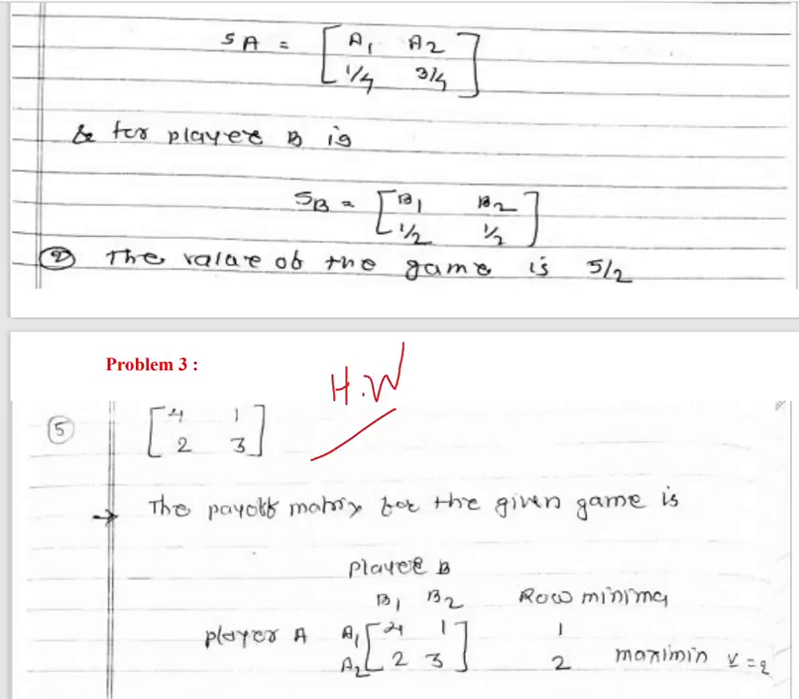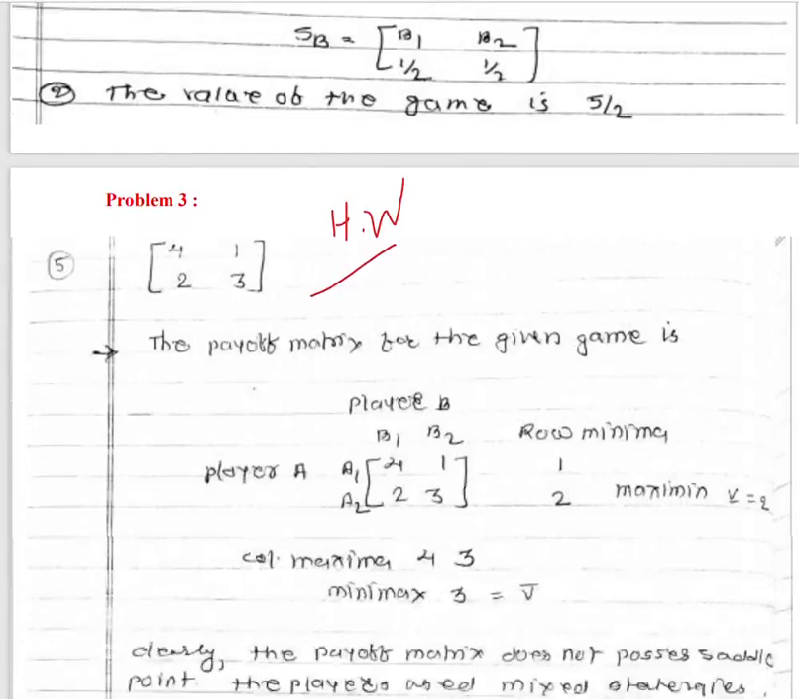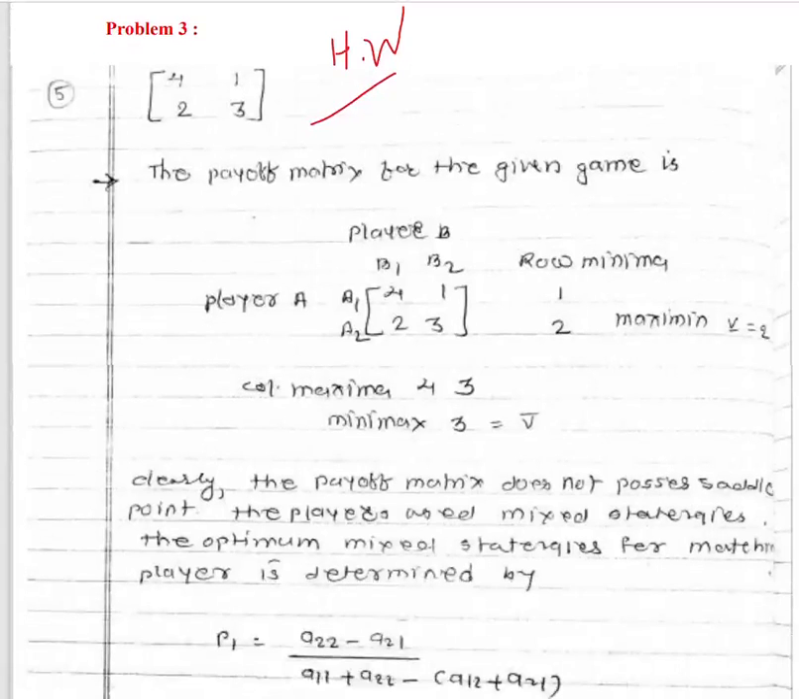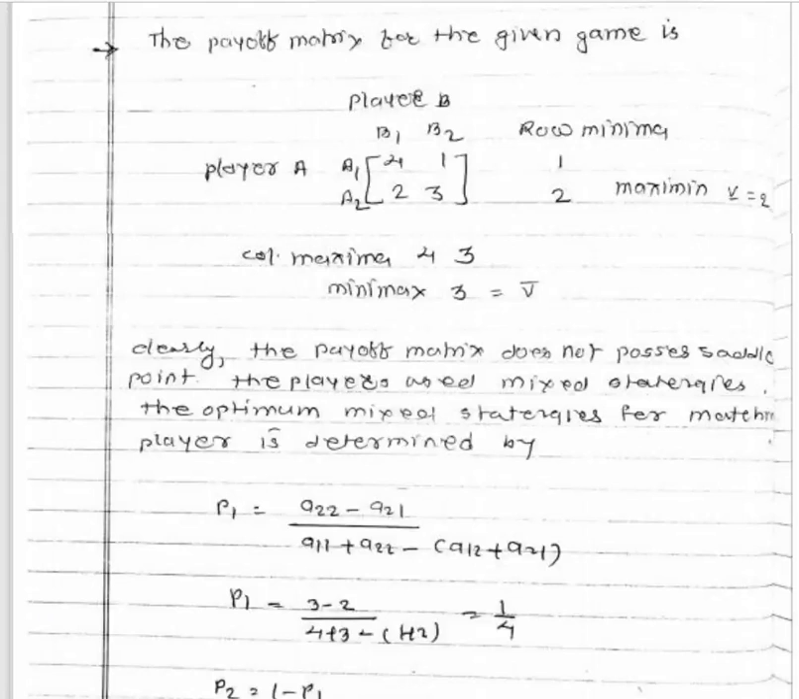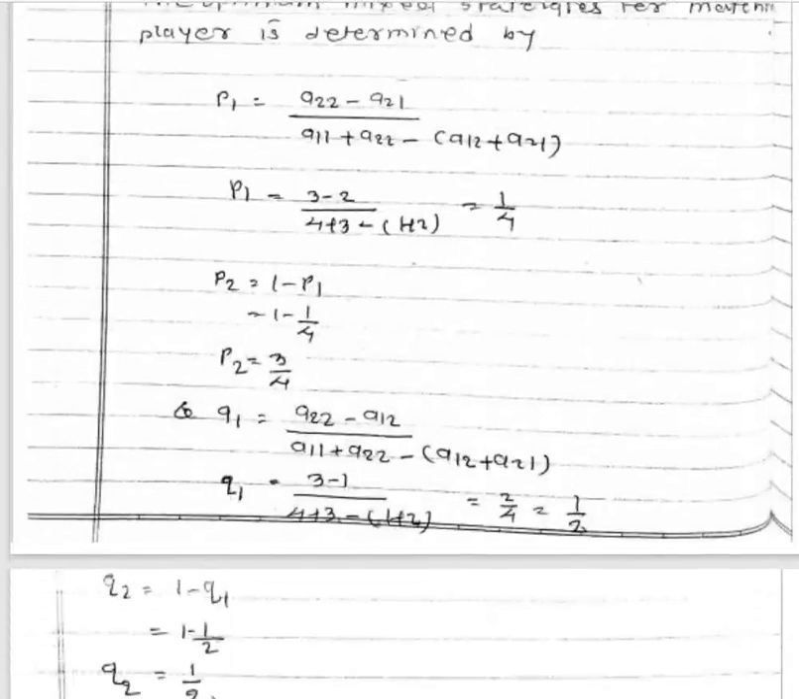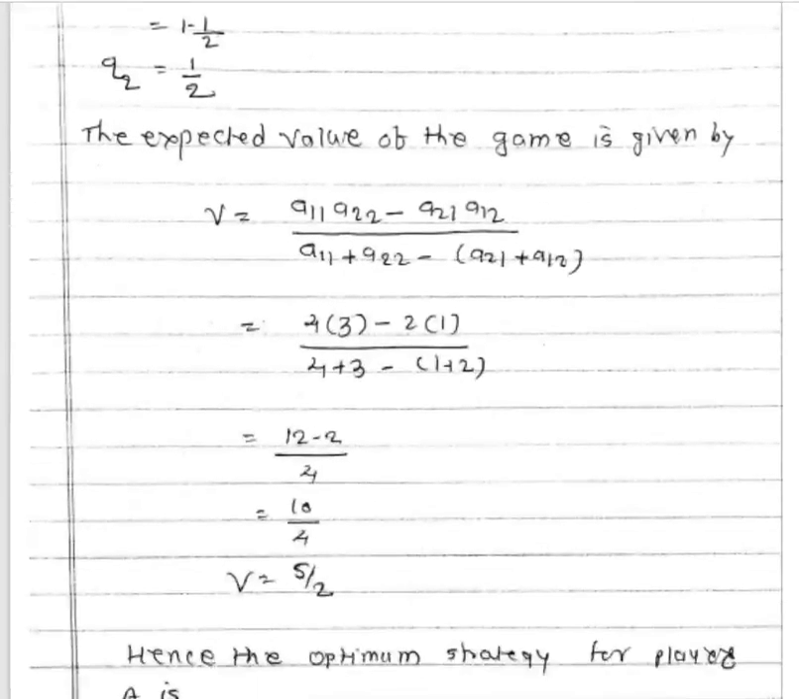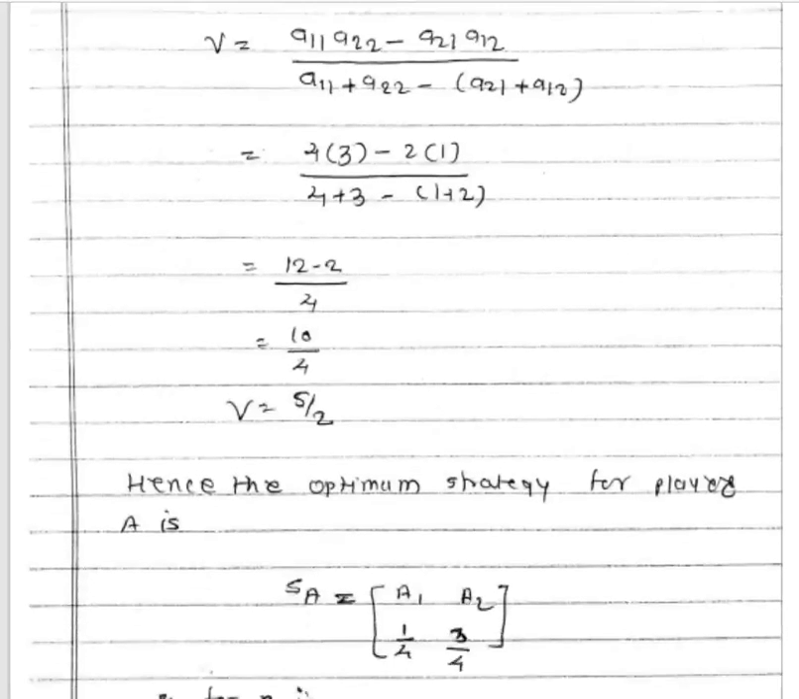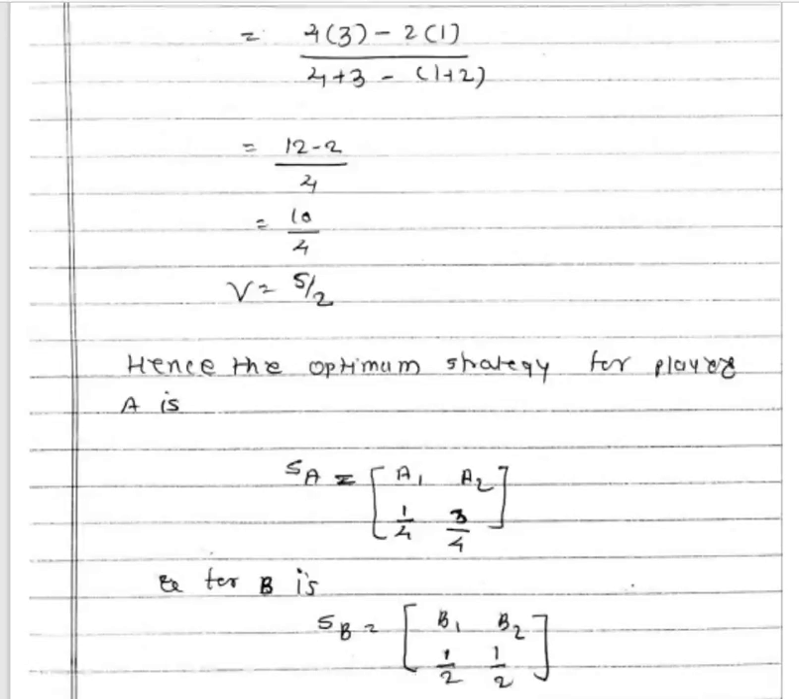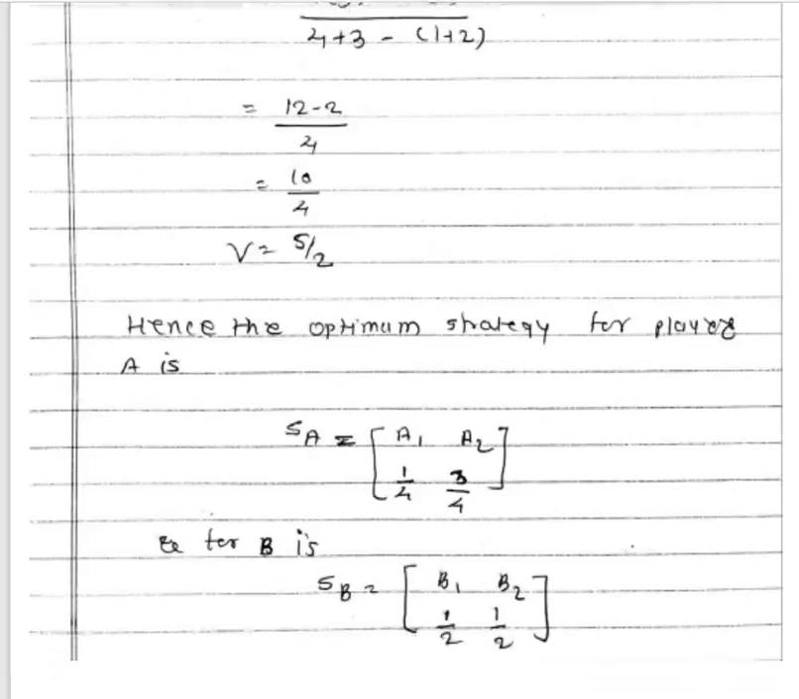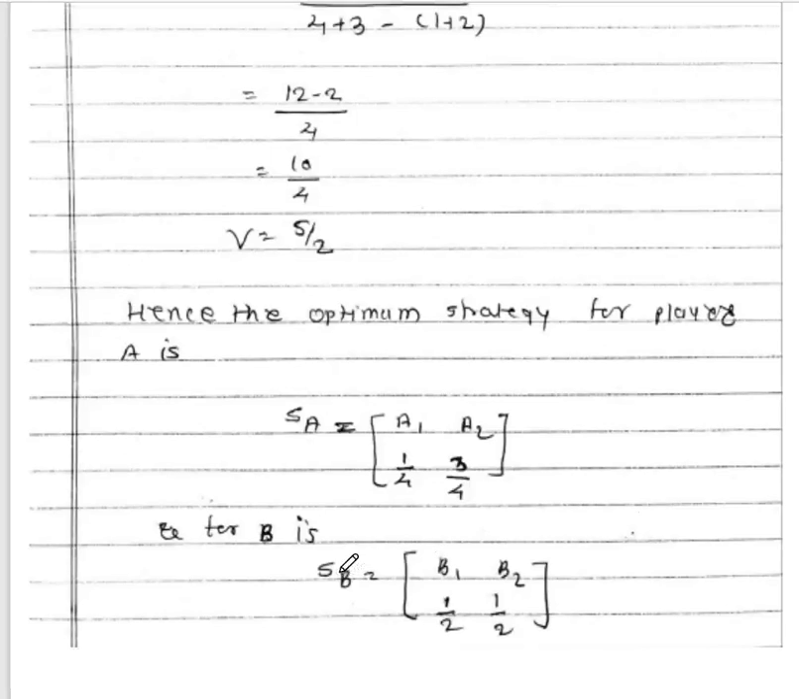You can check the solution step by step. The value of the game V is 5 by 2. The optimum strategy for player A is 1 by 4, 3 by 4, and for player B it is 1 by 2, 1 by 2. So this is the homework problem for you. In the next lecture we will see other problems on this topic, that is mixed strategy.